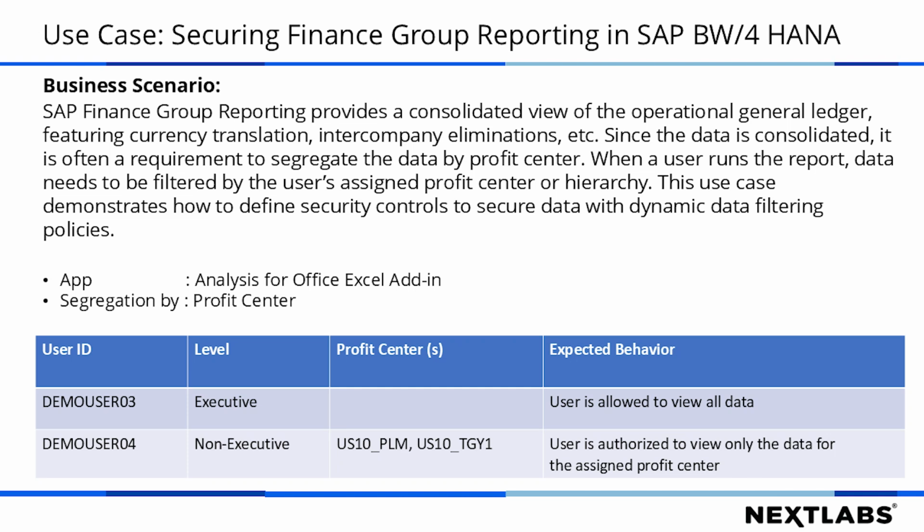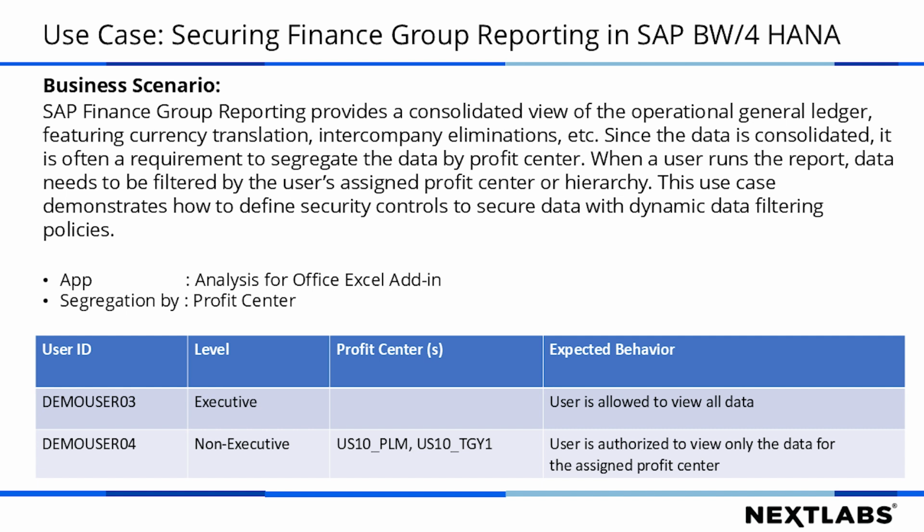Analysis for Office is one of the UIs which allows you to do a lot of reporting directly from Excel. It's an add-in to Excel where you can connect to the backend data of SAP or SAP BW for HANA and then do reporting on top of it. In this use case, we have two users. Demo user 3 is an executive user and demo user 4 is a non-executive user.